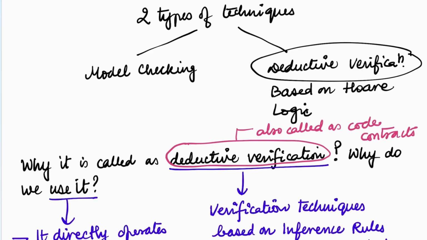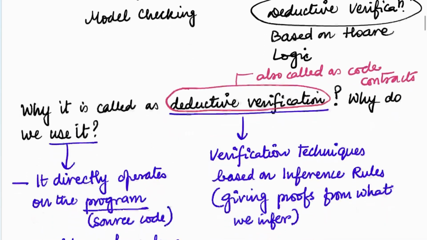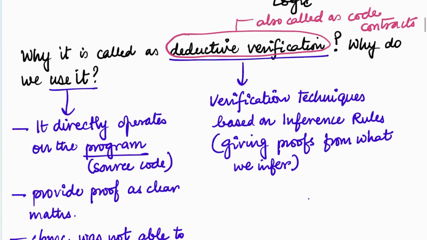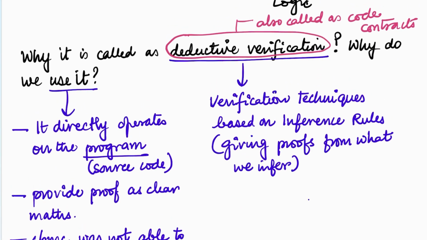Now, my question to you would be, why do we call it deductive verification? And why do we use it? What is the need of using it? When I'm talking about deductive verification, the name says it all. It is a verification technique that is based on inference rules. Now, inference rules means something that you can infer from. Okay? Infer from. This is important.